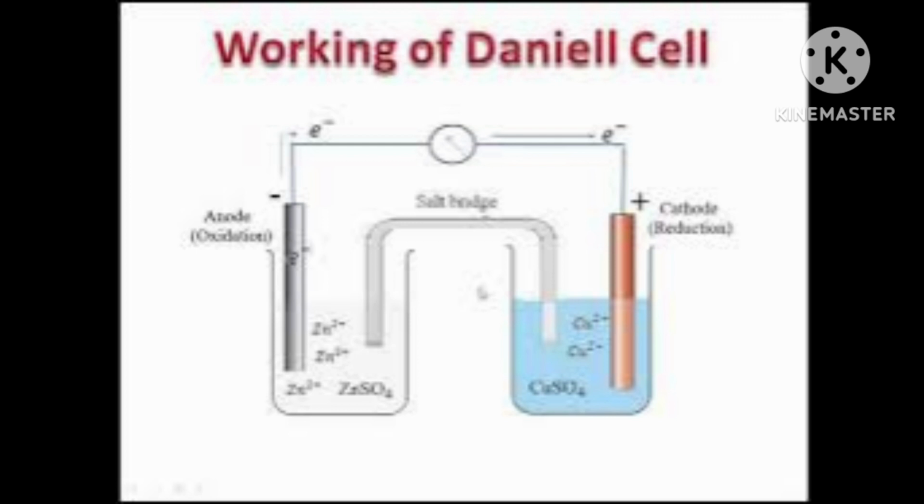First type, galvanic cell, also called voltaic cell, or you can say Daniel type of cell. Daniel, D-A-N-I-E-L, Daniel type cell. These are the first category of electrochemical cell: galvanic cell or voltaic cell, or Daniel type of cell. I will come to details. And the second type of cell is the electrolytic cell.